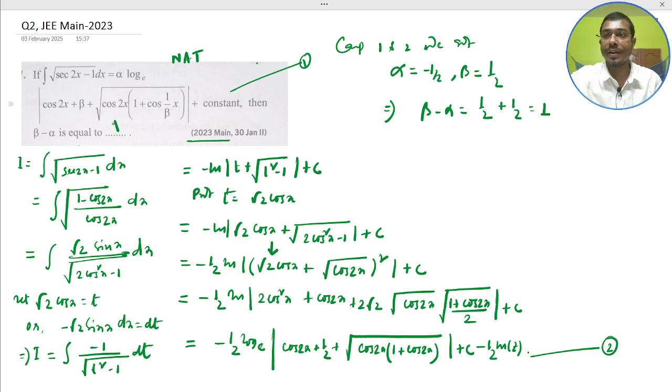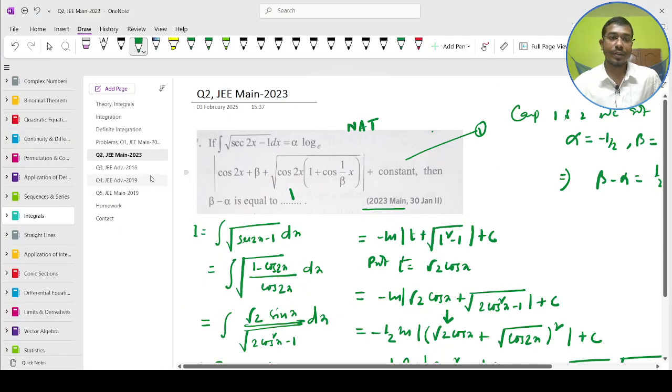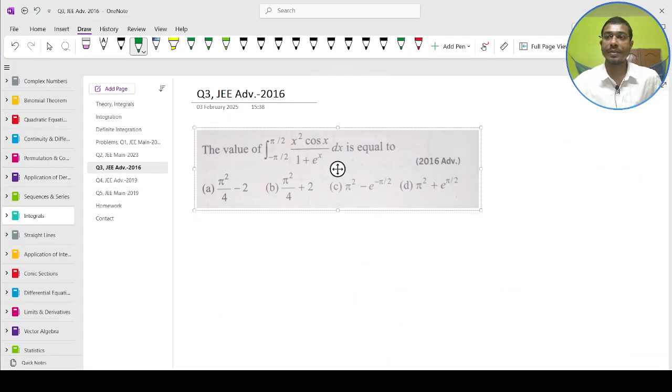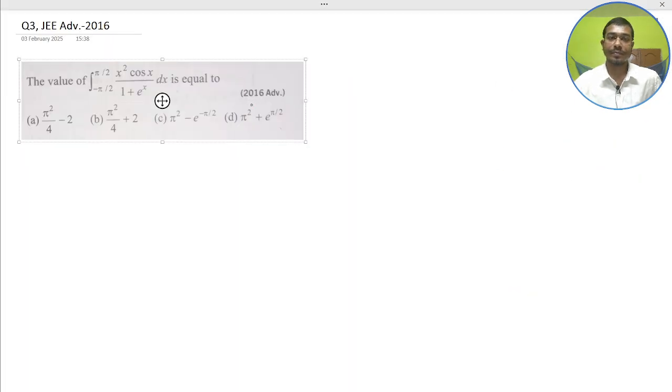Next, go ahead, our next question. Question number 3, JEE Advanced 2016. The value of the definite integral from minus pi by 2 to pi by 2 of x square cos x by 1 plus e to the power x dx is equal to what? First try yourself.